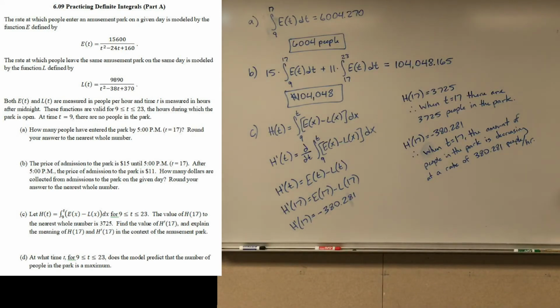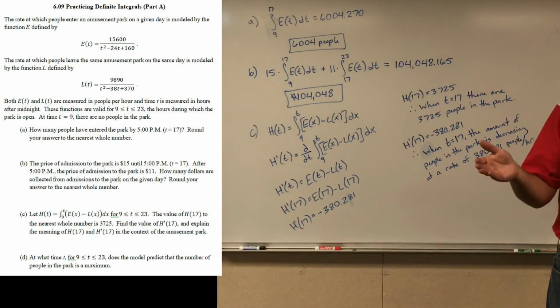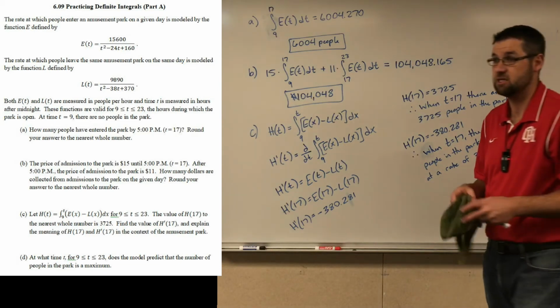At what time between opening and closing does the model predict that the number of people in the park is a maximum? You guys know how to find a maximum, don't you? How do you find the maximum of something? You take the derivative, but wait a minute, the derivative really implies just what? The rate. You have to find when the rate is 0, or when the rate is changing from positive to negative in a sense, right?